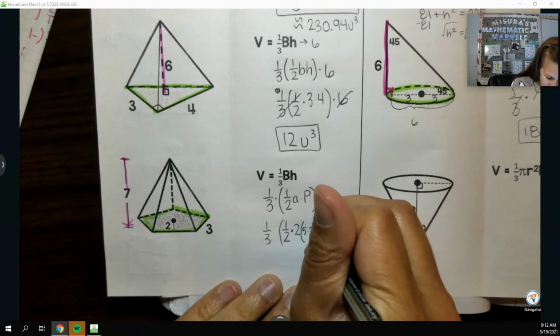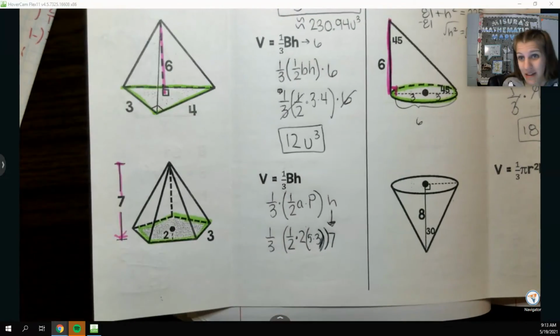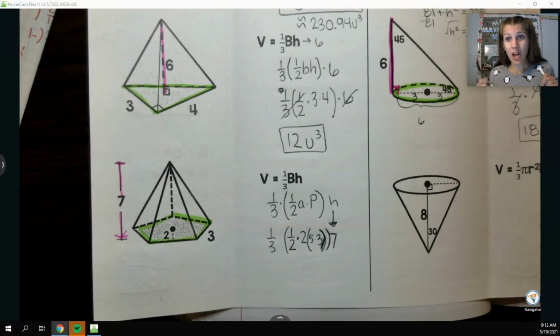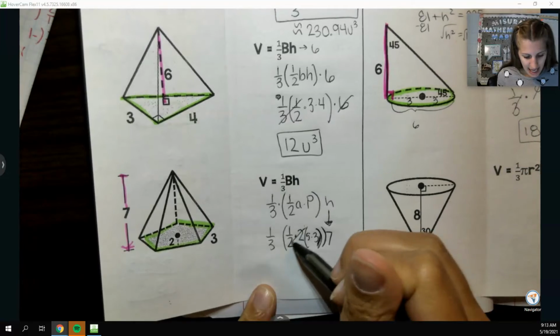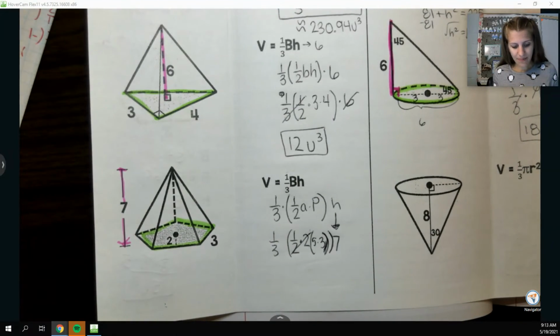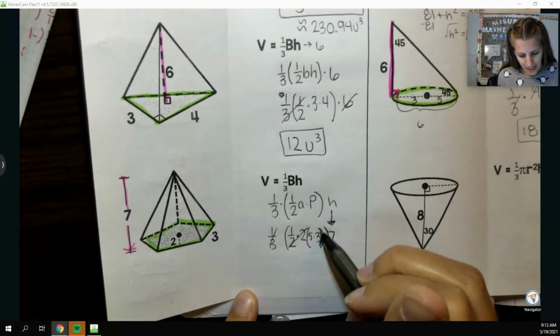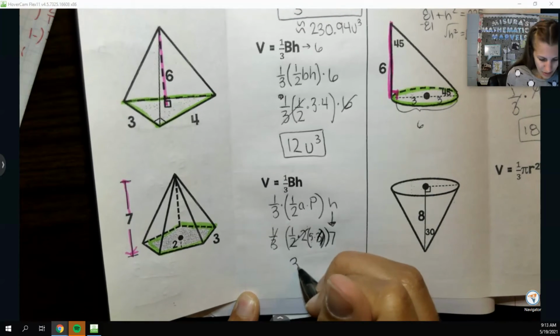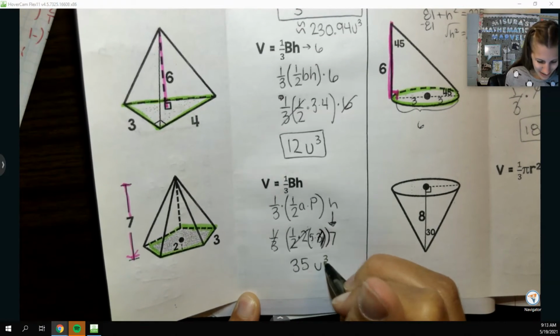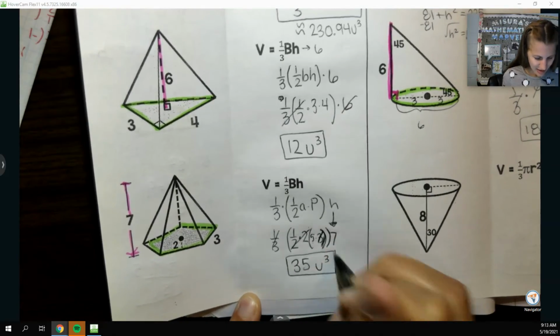So 5 times 3. And at this point, we're multiplying all the things, so I can multiply in any order I want. It's super fun. I'm going to take half of 2 because that will just go away. I'm also going to take 1/3 of 3 because that will just go away. And all I have now is 5 times 7 for 35 units cubed. Love it.